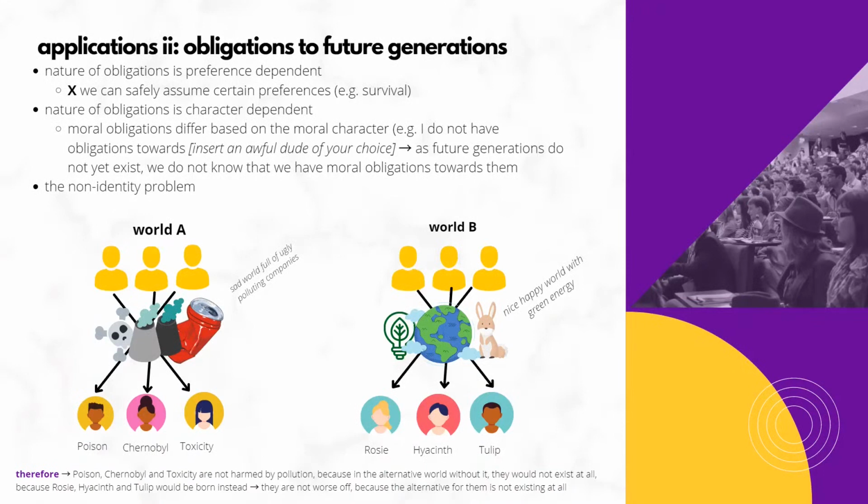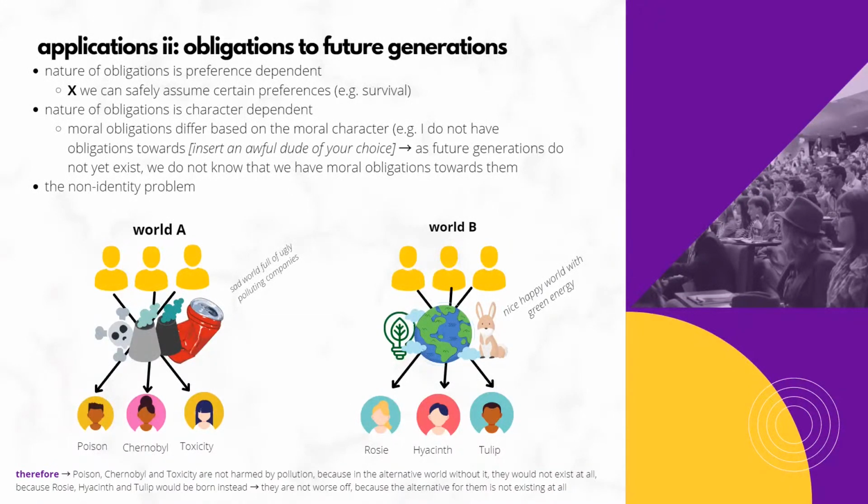Instead of poison, Chernobyl, and toxicity, the kids that are going to be born are maybe going to be Rosy, Hyacinth, and Tulip. So what it means is that the kids in the first world, Poison and the other kids that are sad, are actually not harmed by pollution, because in the alternative world where pollution doesn't exist, these kids would not exist at all, because instead of them, Rosy and Hyacinth and Tulip would be born instead. What this means is that we can't claim that Poison and Chernobyl and Toxicity are worse off, because the alternative for those kids is that they wouldn't be existing at all.